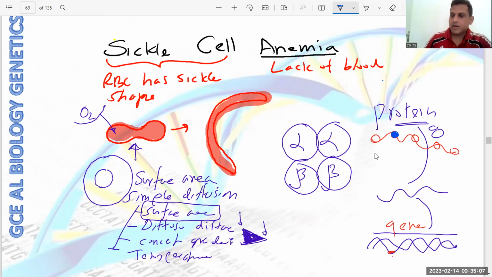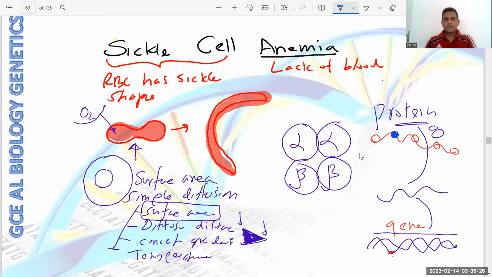So primary structure is the sequence of amino acids. Secondary structure is the hydrogen bonds, beta pleated sheet and alpha helix. Tertiary structure is the 3D shape of the protein. That is the most abundant and most functional protein form, the 3D proteins.